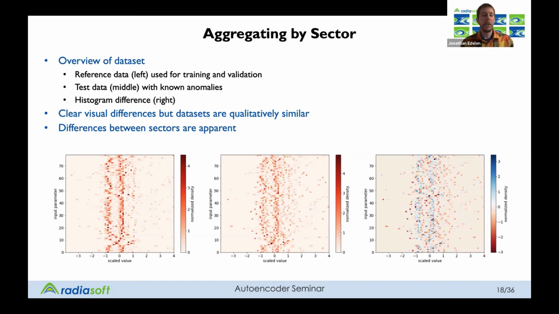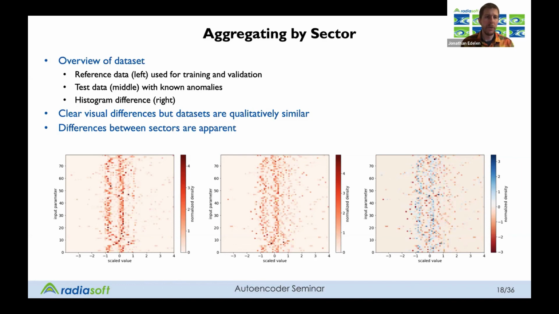On the far left, I'm showing the training data, and the training and validation data look the same. The vertical axis is the input parameter and the horizontal axis is the scale dimension. I'm showing it after scaling. We can look at it before scaling, but because I'm aggregating over the sector, the unscaled value kind of loses its meaning. Now we're just saying this is a parameter that's associated with a sector, and we have time series data.